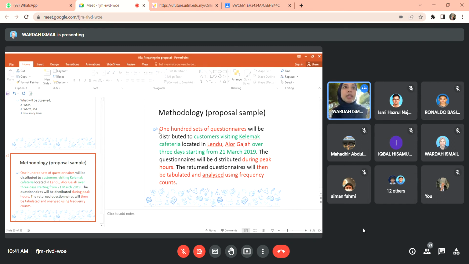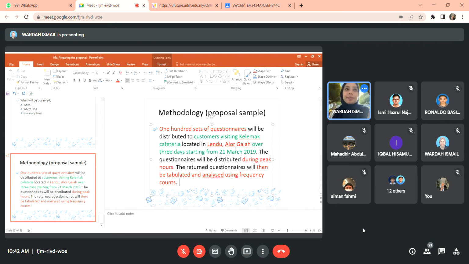Okay, so 100 sets of questionnaires. In your case, you can just write down link to, you're going to pass it to 30 participants. Okay, will be distributed to whom. You can mention UiTM Shah Alam students, but you already mentioned UiTM Shah Alam, no need to mention this one. Over 3 days starting when? In your case, you can just mention anytime. Okay, for 1 week or for 3 days as well, starting from when to when. Okay, the questionnaires will be distributed during peak hours. This one you can just ignore because this is a physical research.